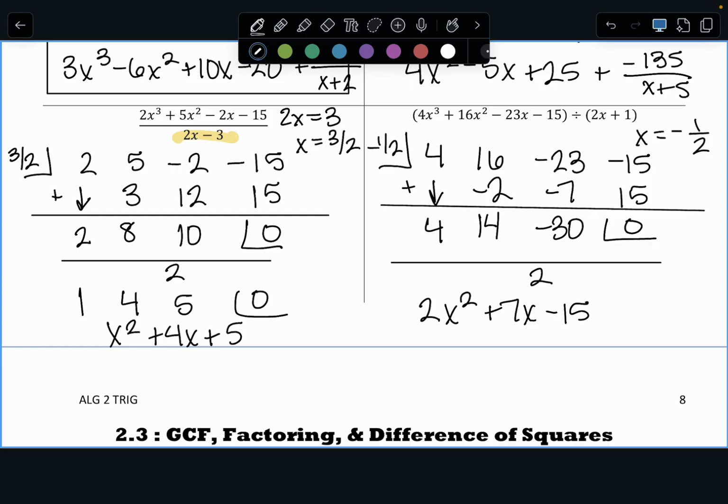Did you get the remainder? Oh, 7 times negative 5, 35. Yeah. No, you multiply by positive 2.